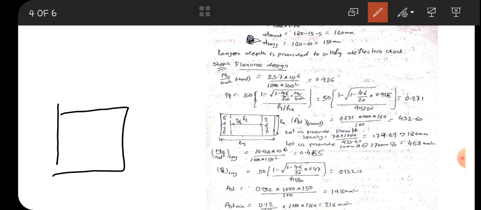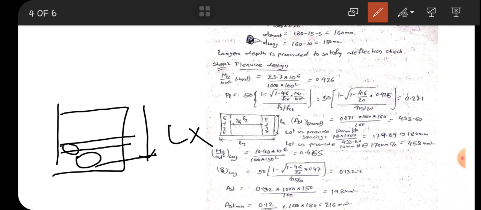That means one bar is like this and the other bar is like this. If this is the Lx direction, overall depth, and this is the effective depth, this will be the Ly direction of effective depth. Then coming to flexural design.